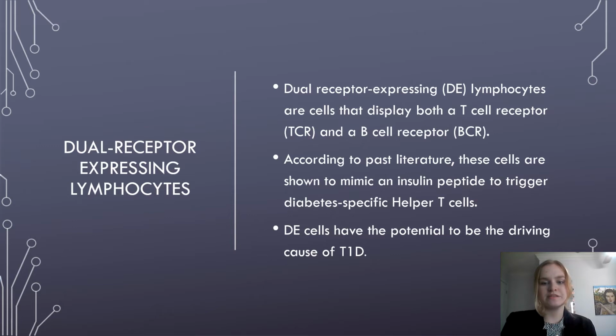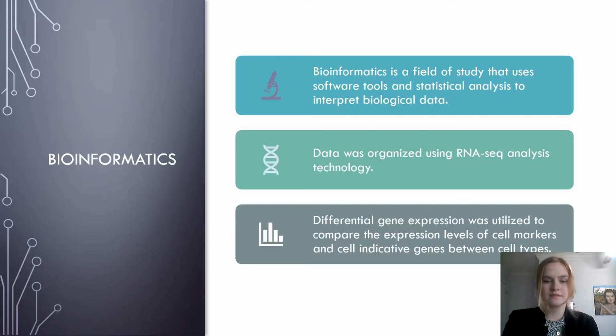And although it could be supported that the DE cells are driving type 1 diabetes, this was not explicitly stated in the article in which these cells were originally published, and it could not be adequately concluded by other scientists researching this topic. In my project, in order to interpret the data, I'll be using bioinformatics, and within bioinformatics I'll be using RNA-seq analysis, and within that I'll be using differential gene expression analysis.